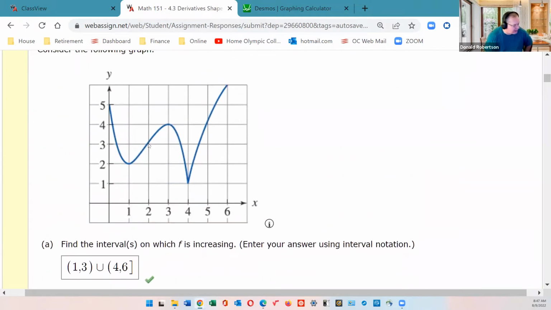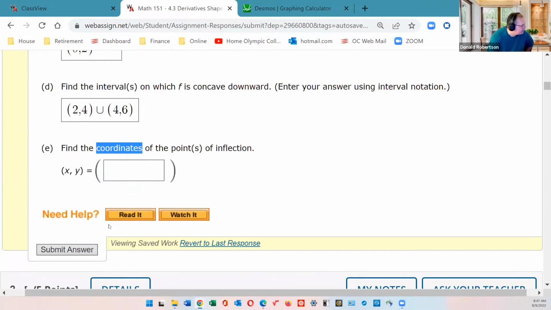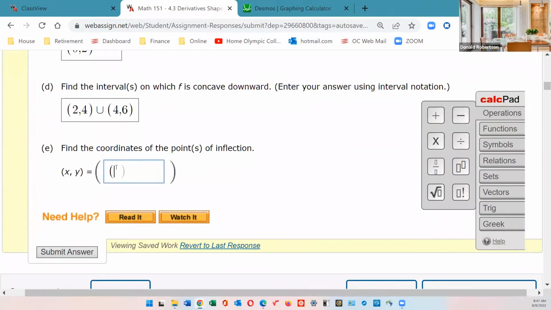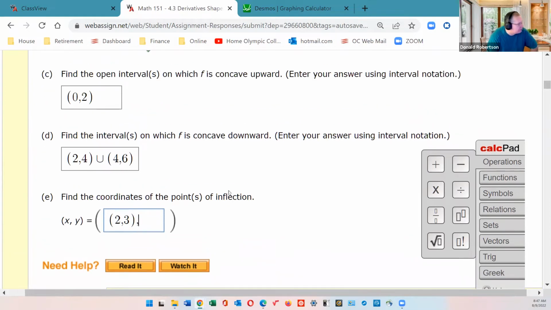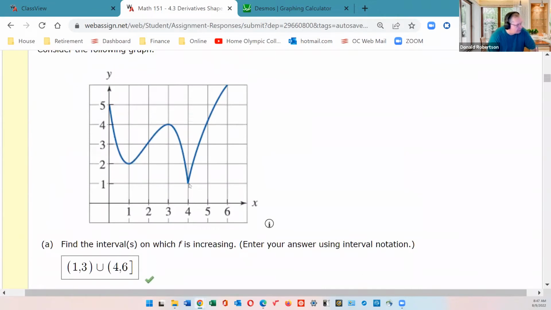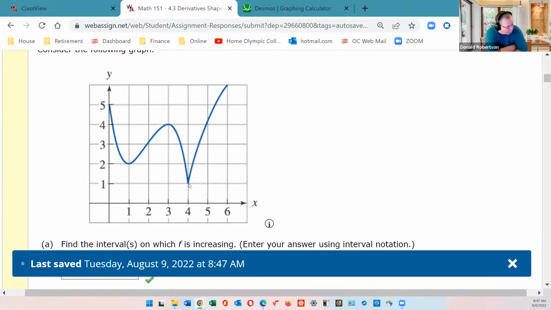Would you agree at x equals 2, there's a changeover? That's a point of inflection. And the coordinates of that is 2, 3. I can't say this often enough. The coordinates, a single point in space, is 2, 3. That does not mean the interval from 2 to 3. It just means a single point, coordinates 2, 3, right? When I did it, it only accepts 2, 3. Okay, good. So let's look at this weird one, 4, 1.